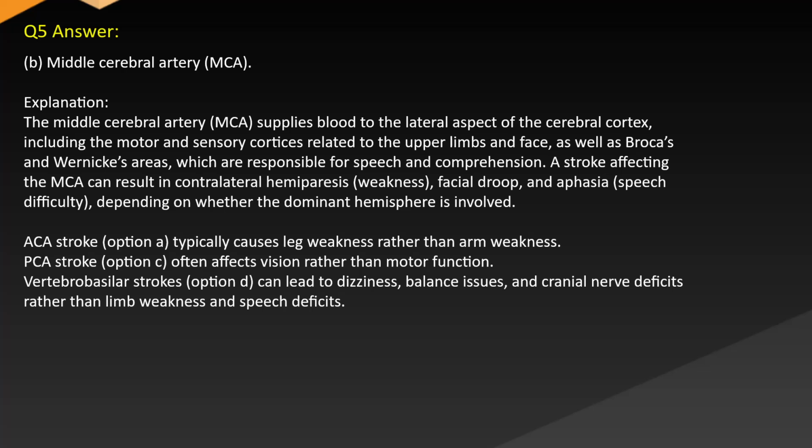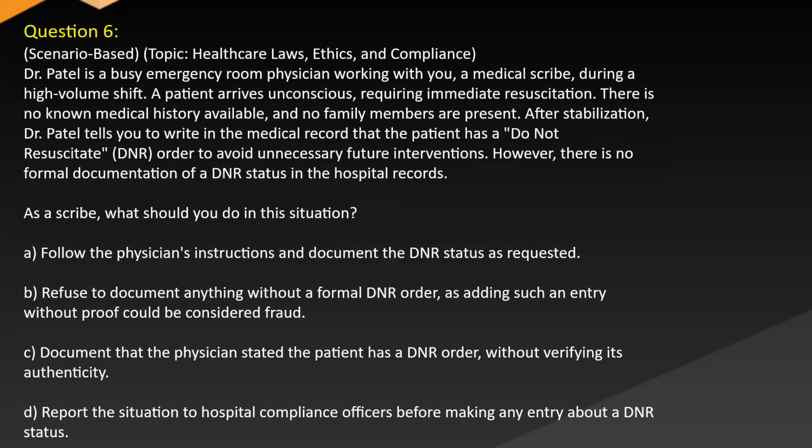ACA stroke, option A, typically causes leg weakness rather than arm weakness. PCA stroke, option C, often affects vision rather than motor function. Vertebrobasilar strokes, option D, can lead to dizziness, balance issues, and cranial nerve deficits rather than limb weakness and speech deficits. Question 6. Scenario-based. Topic: Healthcare laws, ethics, and compliance.